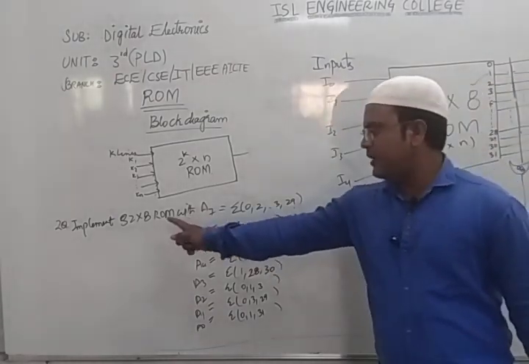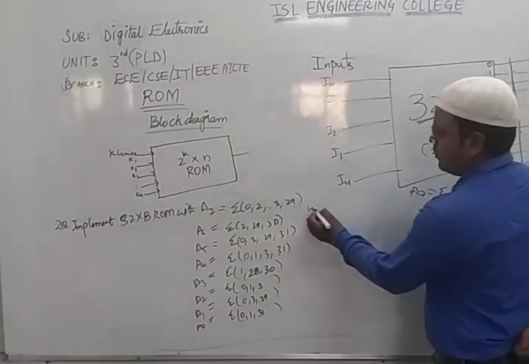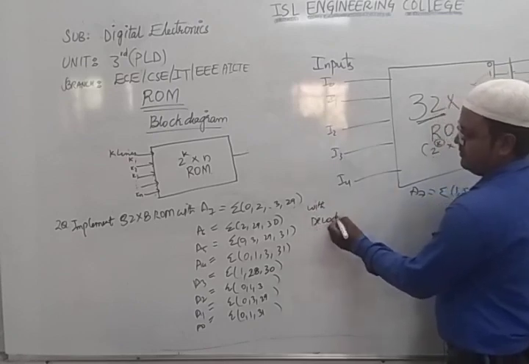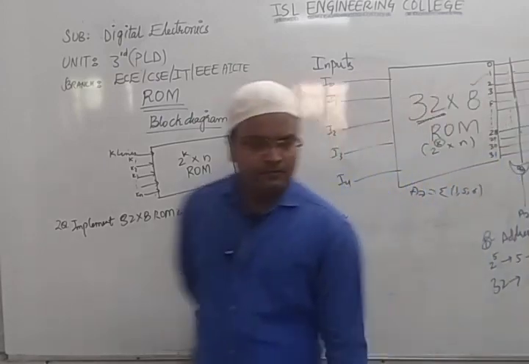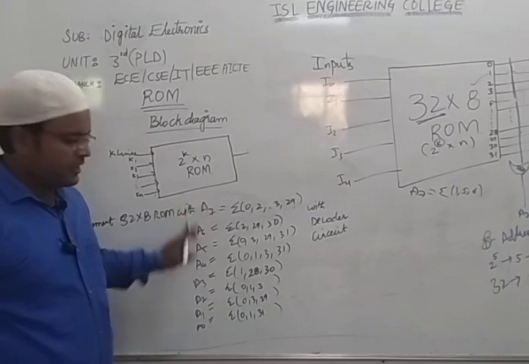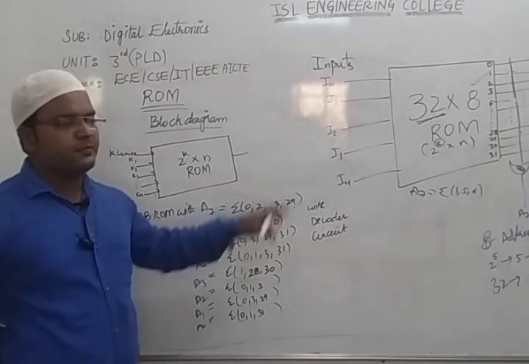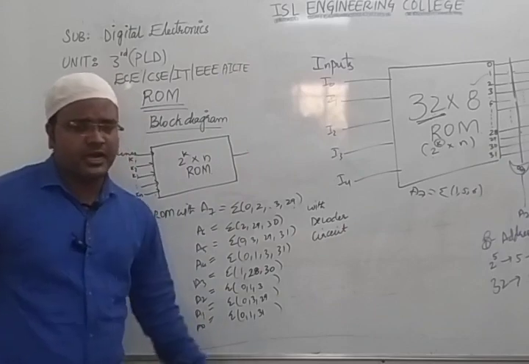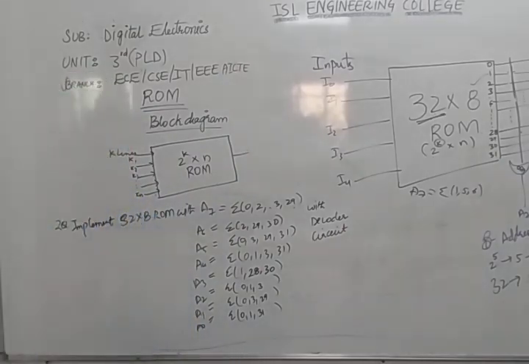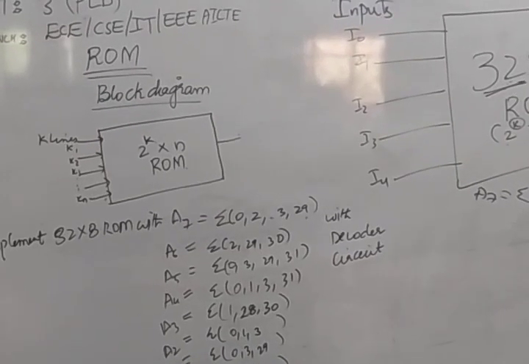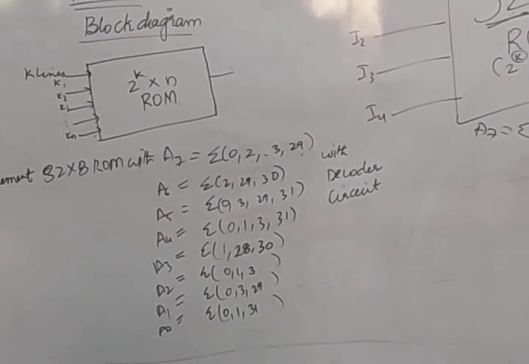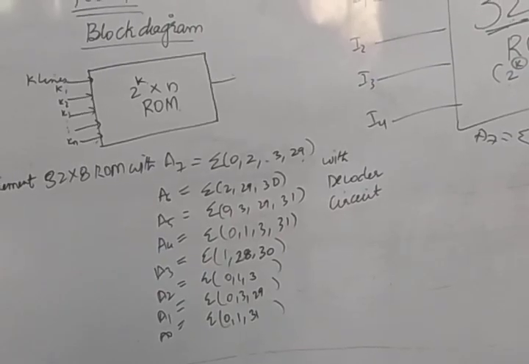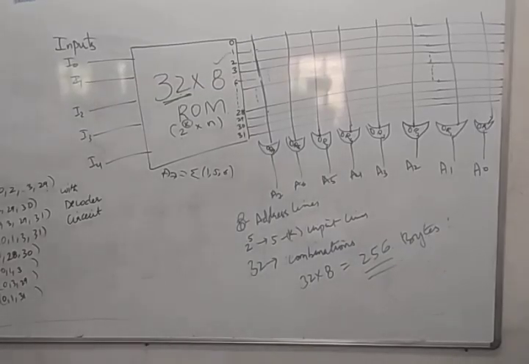So what they said: implement a 32:8 ROM with the given specification using a decoder circuit. Okay, a decoder implementation is given. So in this, what are the things we have to do? Our given output bits are A7 to A0. Same implementation we should do, but it's slightly different, which I'll show you now. We'll take down these values given in the question and try to design it.